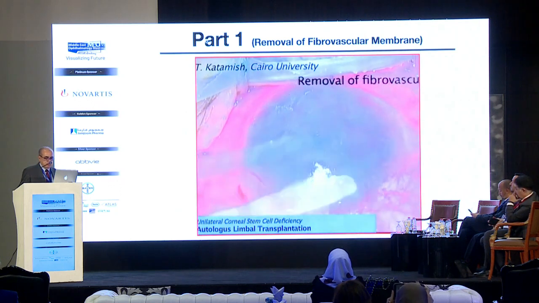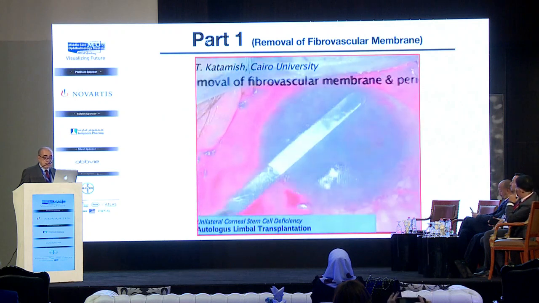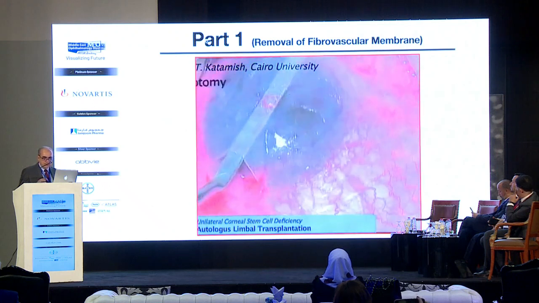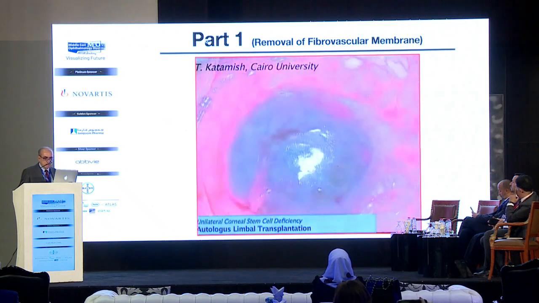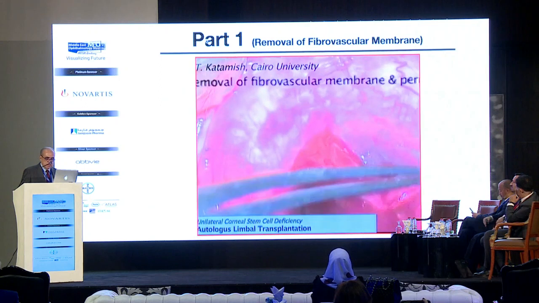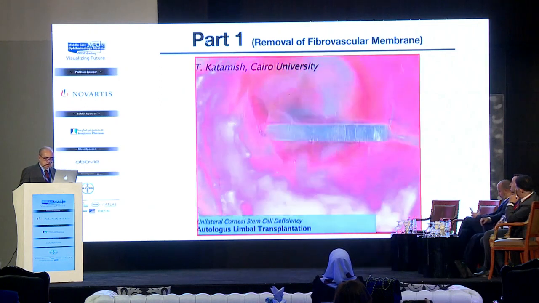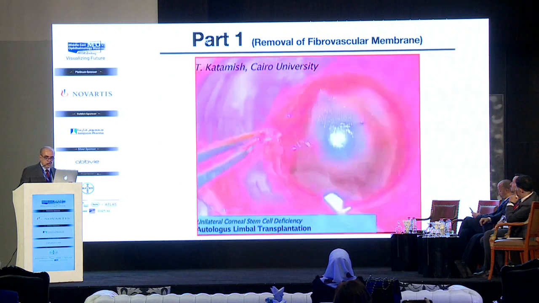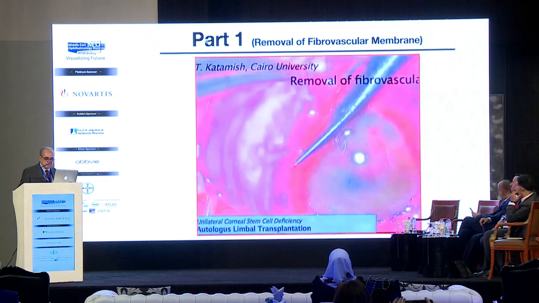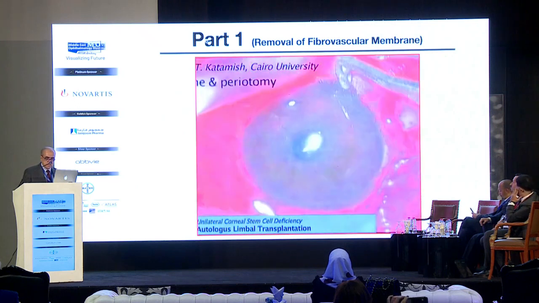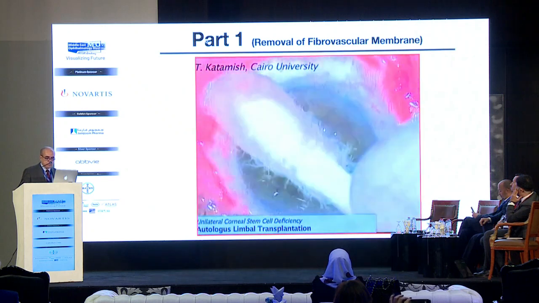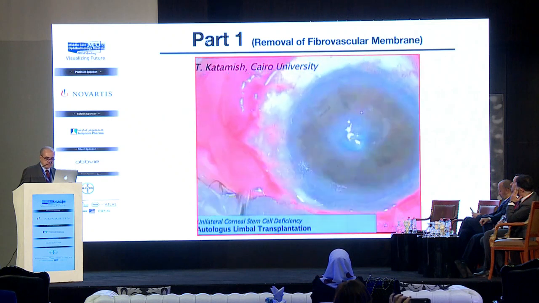To remove this fibrovascular membrane, you have to find a plane first, because all these membranes are over the cornea. They are not entangled in the corneal tissue. So you have to be meticulous, and you have to spend some time in finding this plane, and you have to remove all this tissue, and you will be astonished that you will find the corneal surface is very neat and very clear under this membrane. And then you will do a 360-degree peritomy with proper hemostasis to prepare the ocular surface for the limbal grafts.